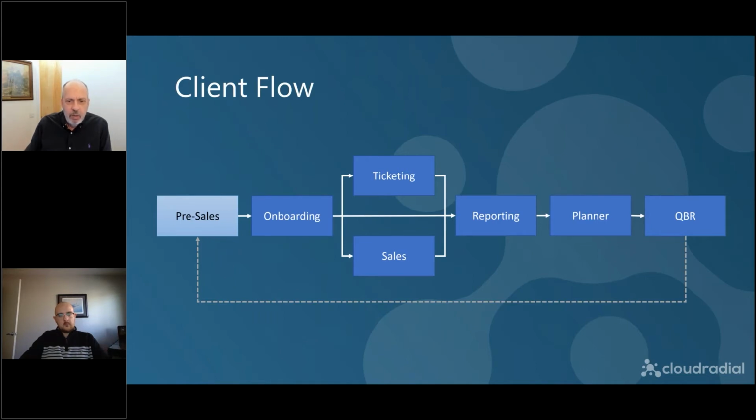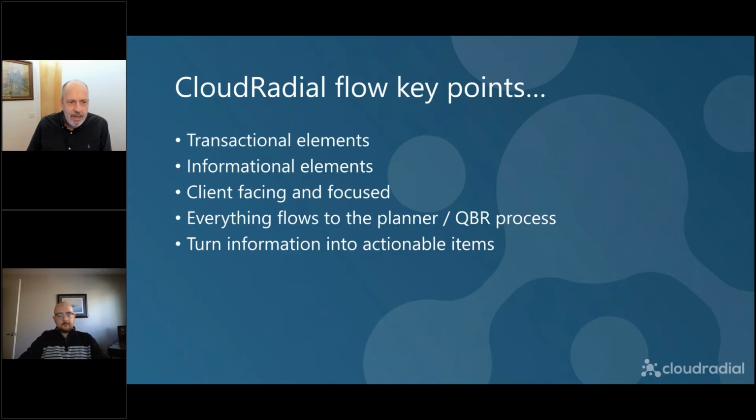And so as you implement all the different features of CloudRadial, what you'll find is you really have a nice flow going through this process. The key thing through all of this is to understand that CloudRadial is both transactional, in the sense it's going to help you do tickets and help your clients order stuff. So there are transactions that can occur in CloudRadial. It's also informational. So again, it's the reporting. It's all of those aspects of pulling that information together for clients.